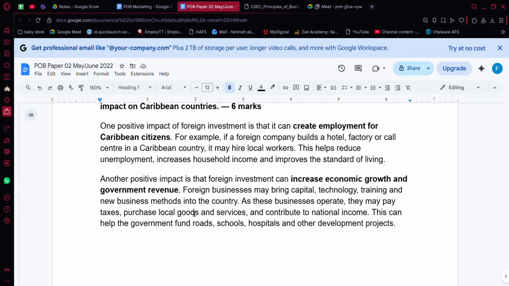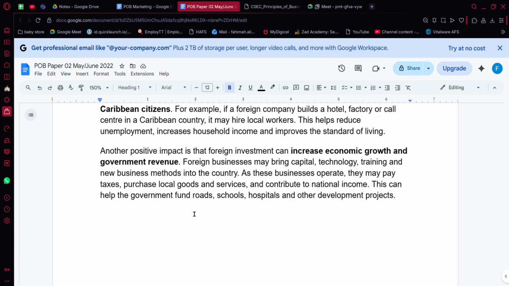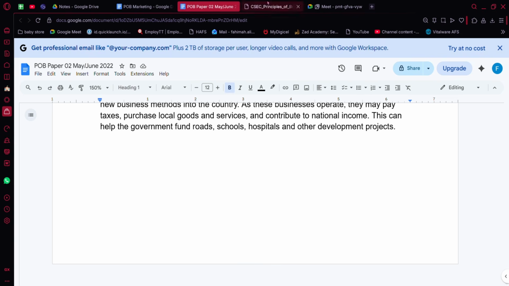Another positive impact is that foreign investment can increase economic growth and government revenue. Foreign businesses may bring capital, technology, training, and new business methods into the country. As these businesses operate, they may pay taxes, purchase local goods and services, and contribute to national income. This can help the government fund roads, schools, hospitals, and other development projects.